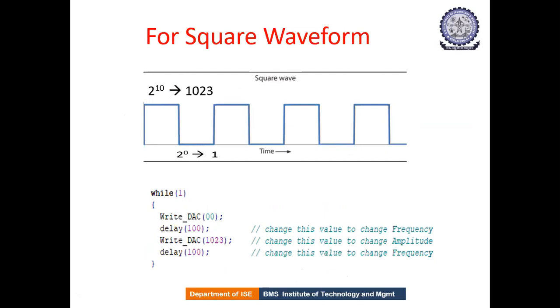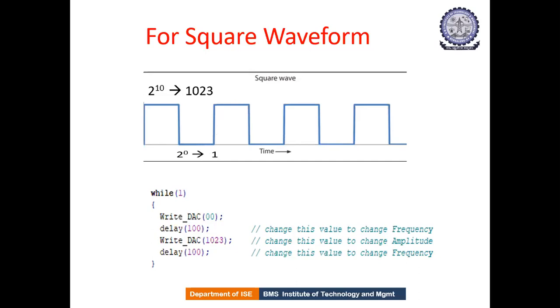So it will trigger from 0 to 1. When your value is again 2 to the power of 0, it will trigger to 0. So this is the triggering from 0 to 1023 and 1023 to 0. That means either it will be at the 2 to the power of 0 position or at the 2 to the power of 10 position. This is how we use the square wave, and in the program we make use of the same concept. We are writing DAC with 0, that means 2 to the power of 0, and then we are writing DAC with 1023. That means we are changing the value to the 1023 position.